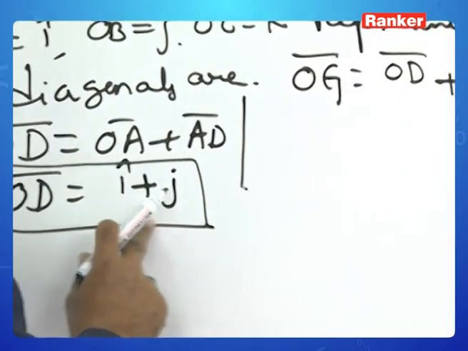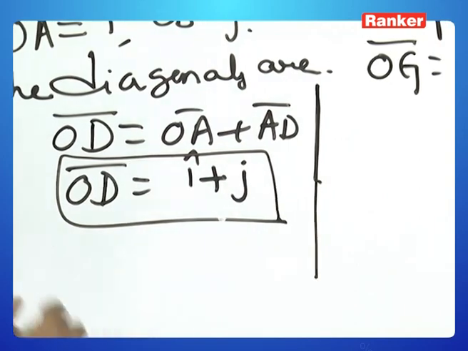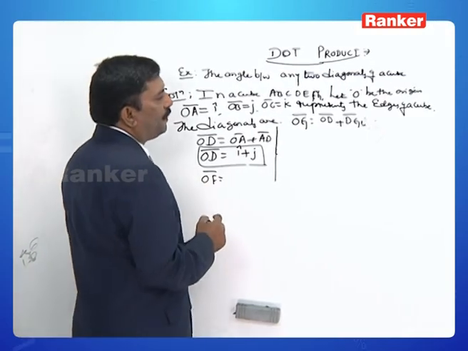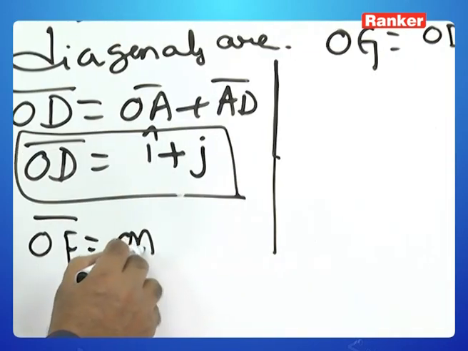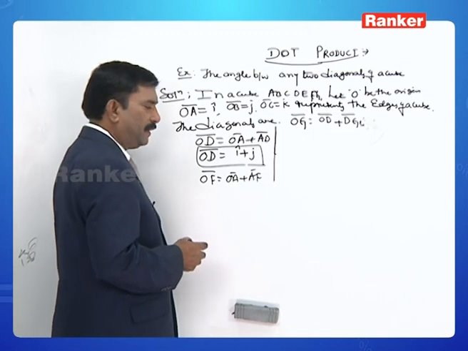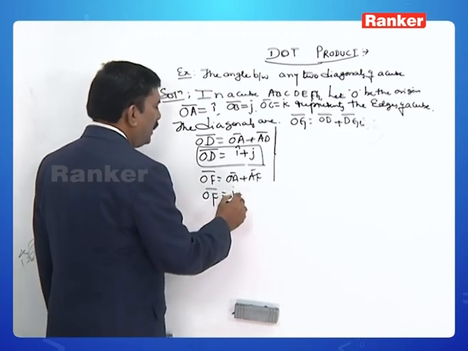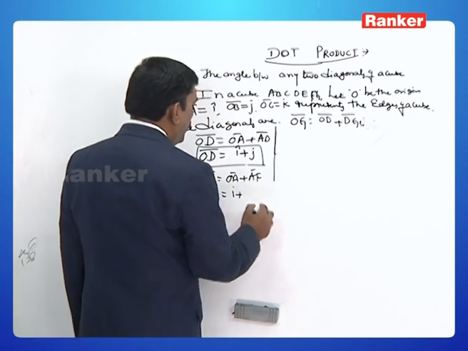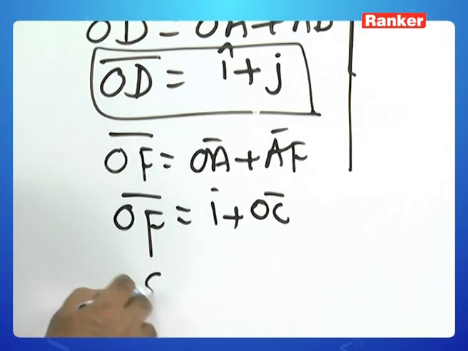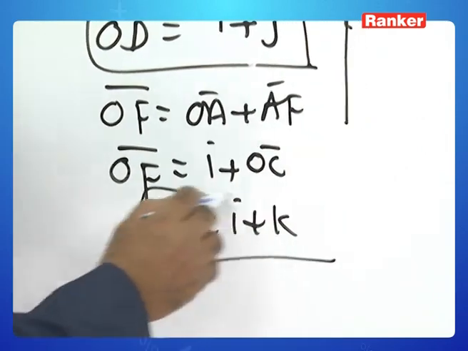Similarly, I go for OF bar. What is OF bar? OA bar plus AF bar. OA bar is I, and AF bar is parallel to K. So OF bar is nothing but I plus K.